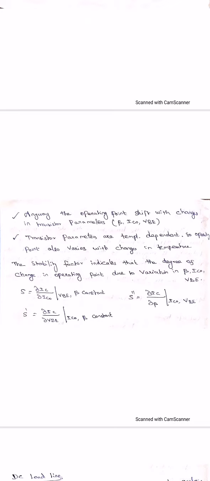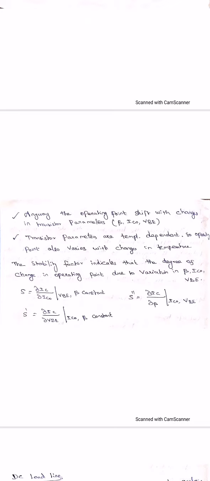So change in operating point is nothing but change in collector current. It is going to vary with respect to beta, ICO and VBE. So from the definition, we can define 3 stability factors: S, S dash, S double dash. Why 3 terms? Because we have 3 transistor parameters. So every transistor parameter is going to give 1 stability factor.